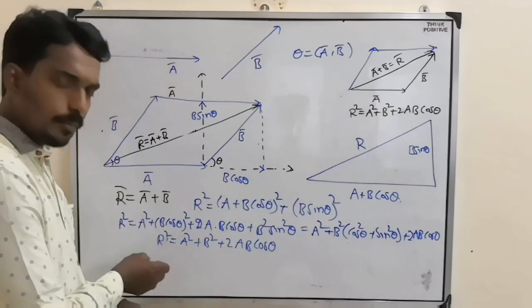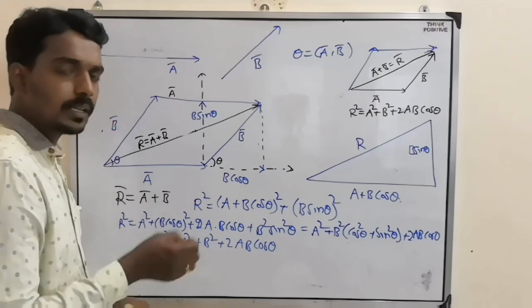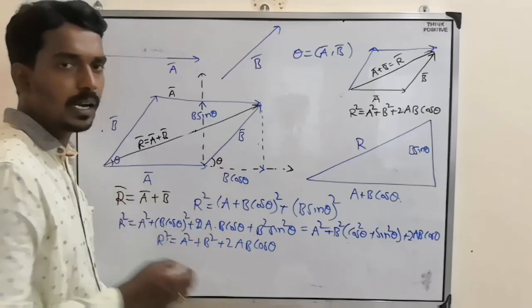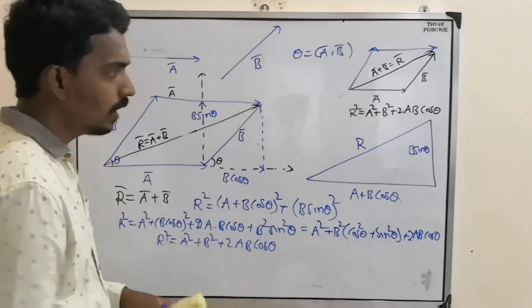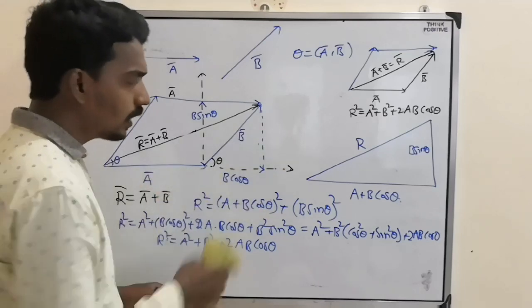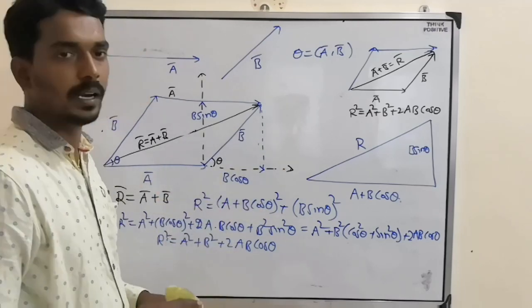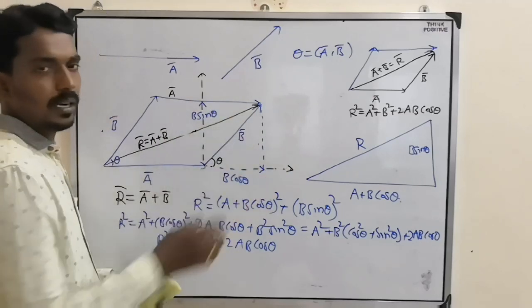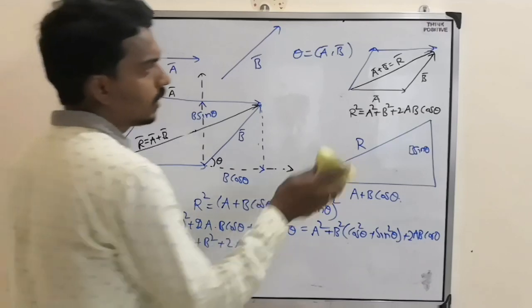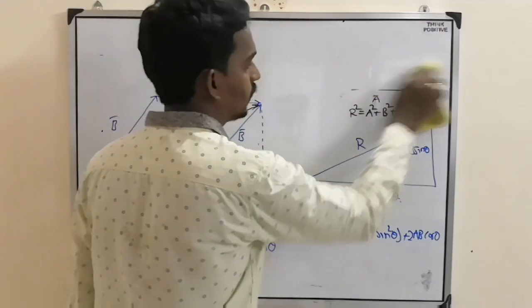So this is the square of the magnitude of the resultant of a bar plus b bar. So we derived the relation using the parallelogram law of vector addition. So that is the way you can understand. And here one more formula also will come. What is that formula?